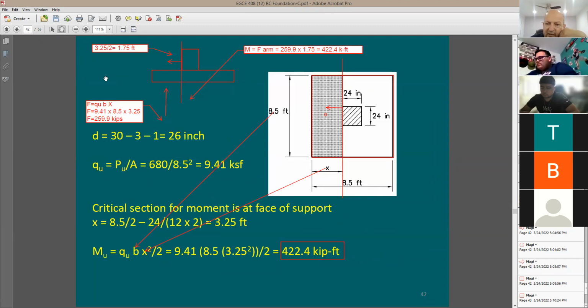For reinforcing design, you need to find the ultimate soil pressure. This soil pressure is not to be compared with the allowable soil pressure. Why? Because it's going to be much larger. This ultimate soil pressure includes some load factors, so you cannot really compare it with the allowable soil pressure. Again, this ultimate soil pressure is not to be compared with any other soil pressure. We just use it to design the reinforcing. This is not to size the footing. To size the footing, you're talking here about P service.